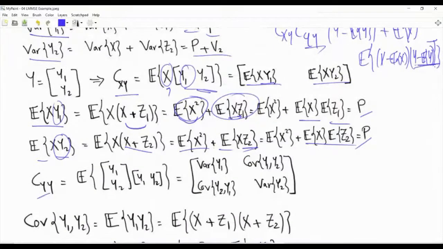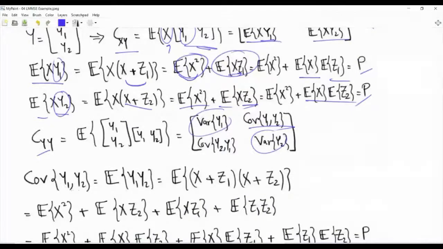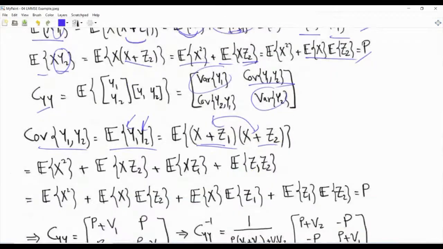Now, for the covariance matrix, you need the variances. We have two observations, so our covariance matrix is a 2 by 2 matrix. On the main diagonal, we have the variances, which we computed above, but then you need the covariance of y1 and y2. Again, they are zero mean, so the covariance is just the correlation, the expectation of y1 y2. Write down y1 and y2 using their expressions in the problem statement: y1 is x plus z1, y2 is x plus z2, and we have four terms when we multiply these two brackets together: x squared, x z2, x z1, and z1 z2.